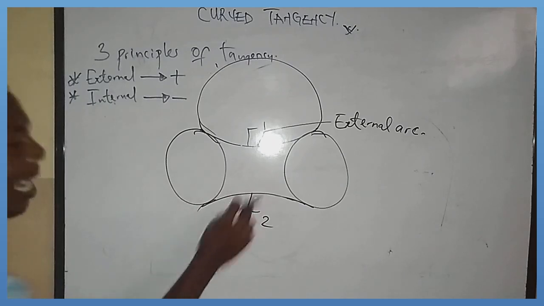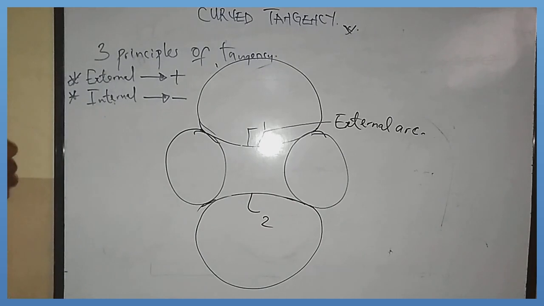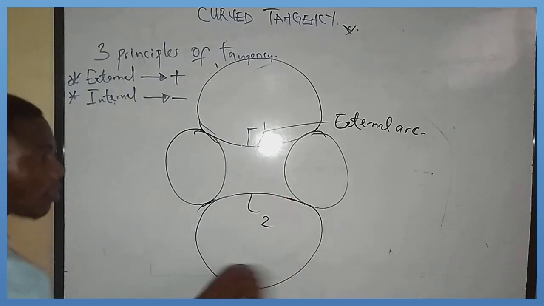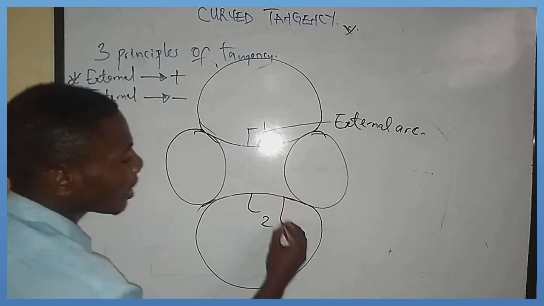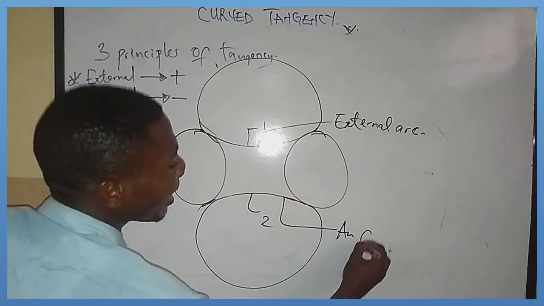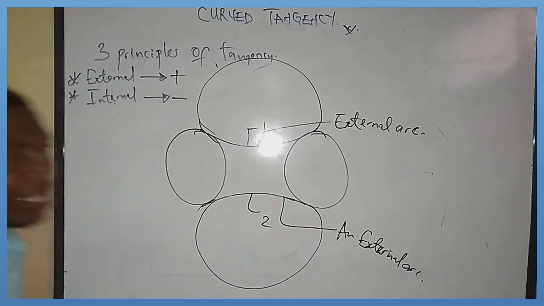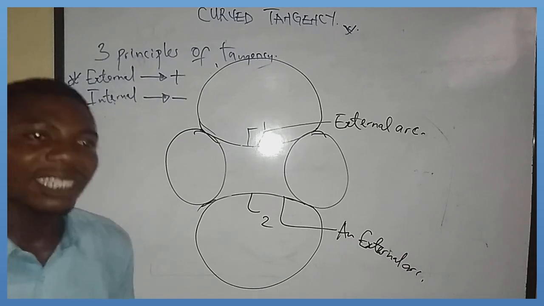So why this arc at the bottom also? If I make it a complete circle, as you can see, it is also outside the two circles which it is touching. Therefore, this arc is also an external arc. So kindly ensure you assimilate this.